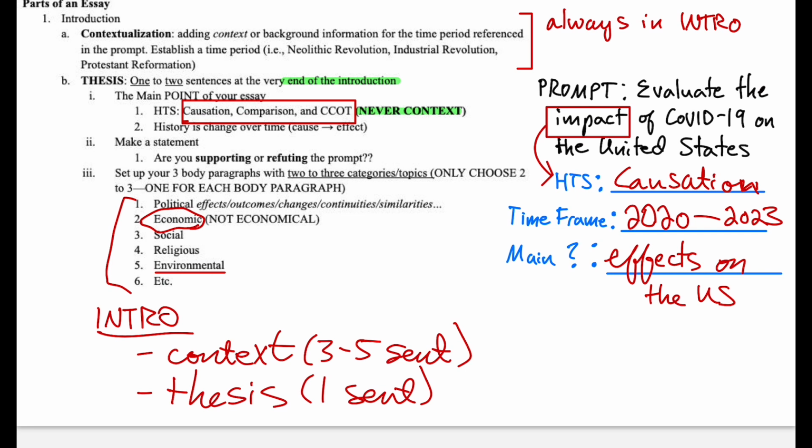Okay, so it's important to note you don't have to answer all of these topics of political effects, economic effects, social, religious, environmental effects. Okay, but instead you should pick 2 to 3. Okay, and you're going to want to pick the ones that you know the most about. If you don't know about any religious effects of COVID on the United States, then don't pick it. You don't want to write about that.